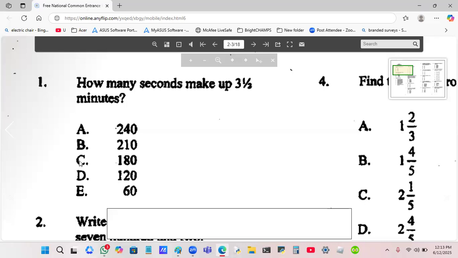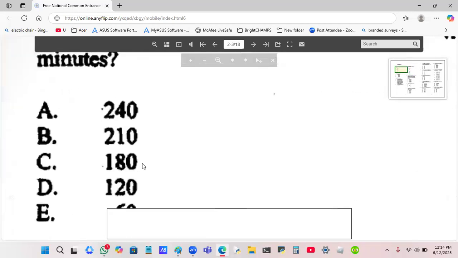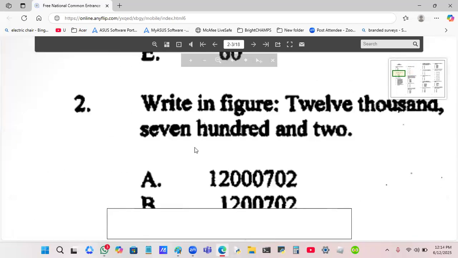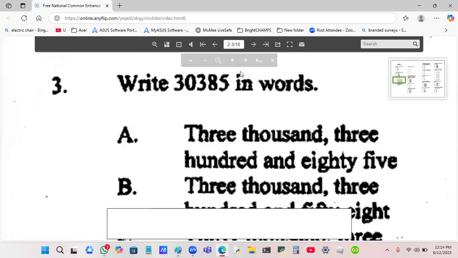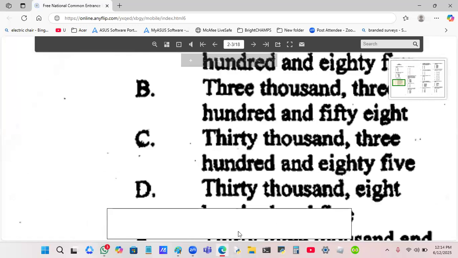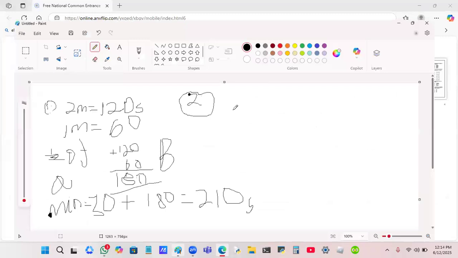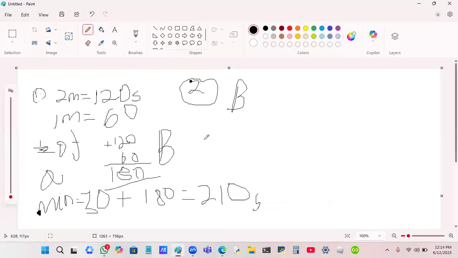Yeah. Go to number 3. If you have gotten the answer for number 2 quickly, go to number 3. The answer is C. See, 30,385. Number 4.